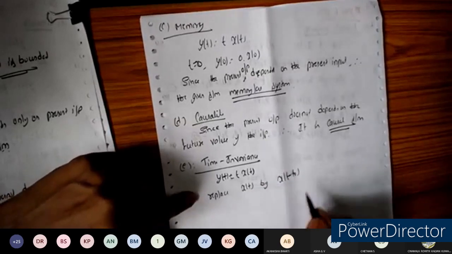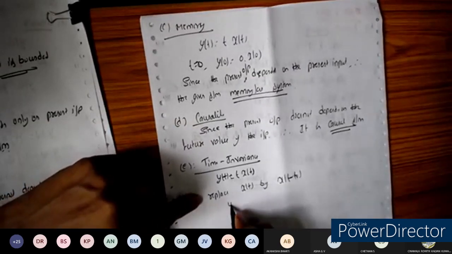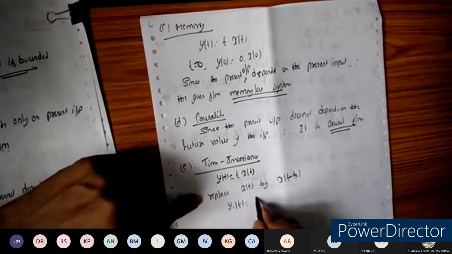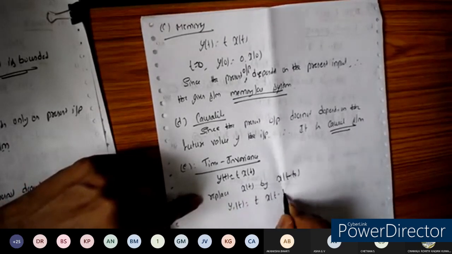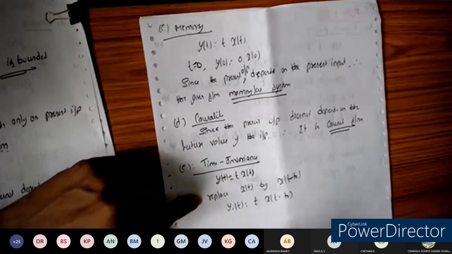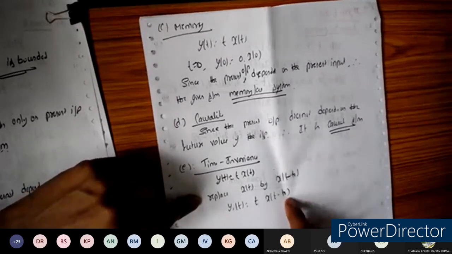So in x of t, we are going to replace this one. Let us say the output is y1 of t, which is equal to t into x of t minus t naught. We'll get x of t minus t naught here. So I'm going to replace the input by this one.